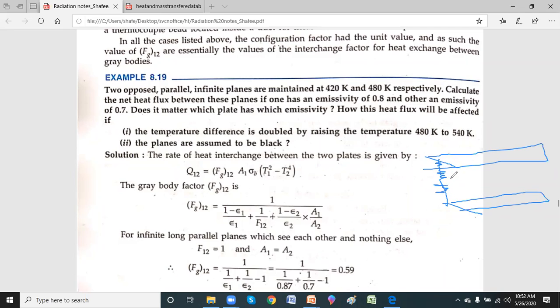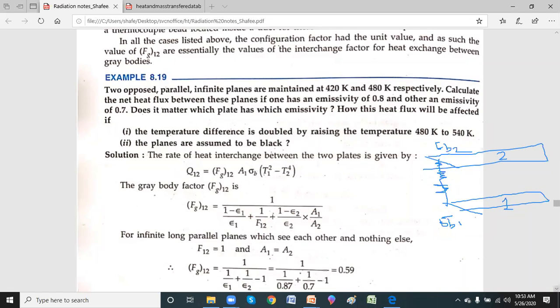So this is R1. Assume that this is surface 1 for me and this is surface 2. Now this is EB1, and this is EB2. Right, so this is how I can reduce the problem. Now my formula finally becomes Q12 equals (EB1 minus EB2) divided by [(1 minus epsilon 1) by epsilon 1, plus 1 by F12, plus (1 minus epsilon 2) by epsilon 2].